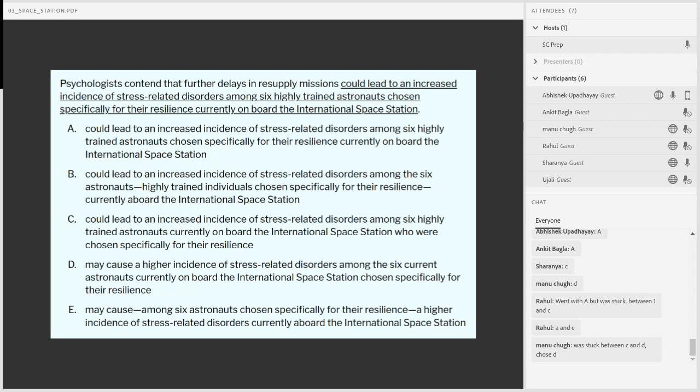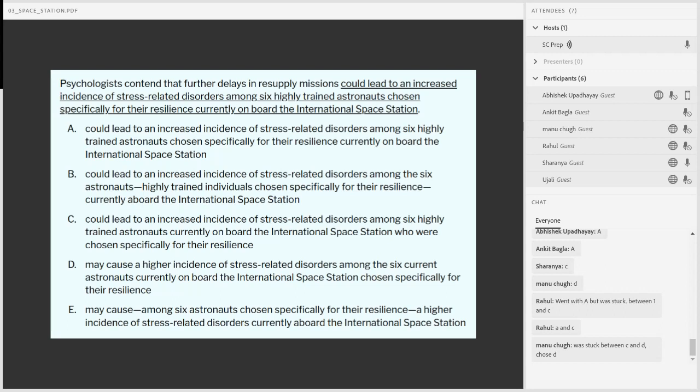I think I could remove D because it says could lead to increased incidence of stress, and the meaning of the question is specifically built around the astronauts chosen for their resilience. So when you say the meaning of the question is built around that, do you mean that's what option A says? Yeah.